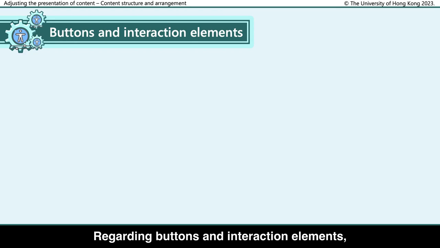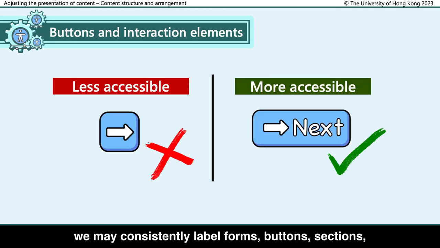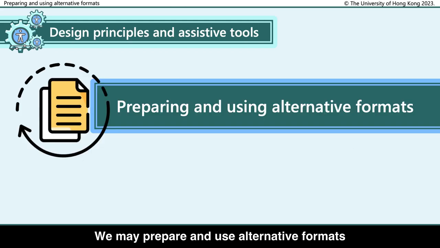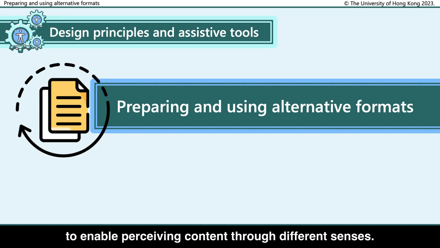Regarding buttons and interaction elements, we may consistently label forms, buttons, sections, and other parts of the content. Increase the predictability of link targets, functionality, and overall interaction. We may prepare and use alternative formats to enable perceiving content through different senses.